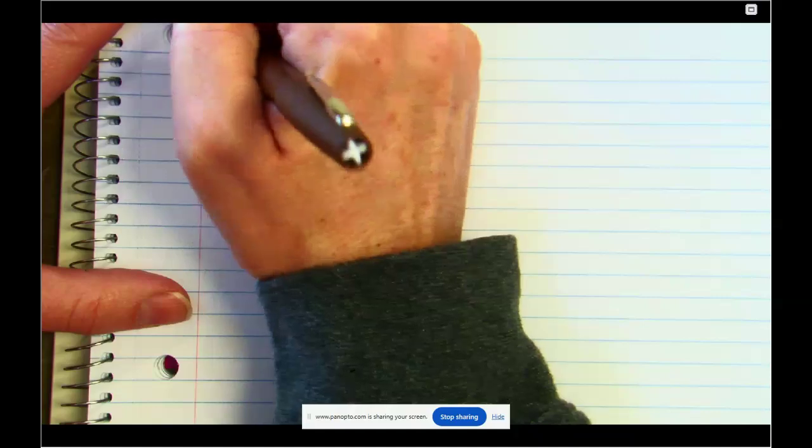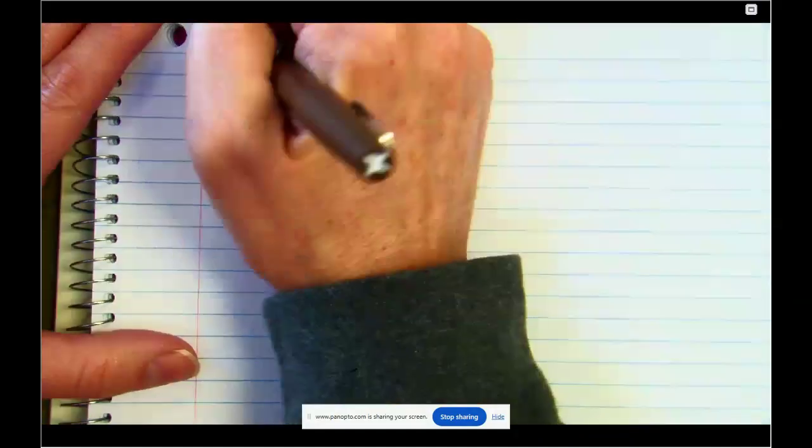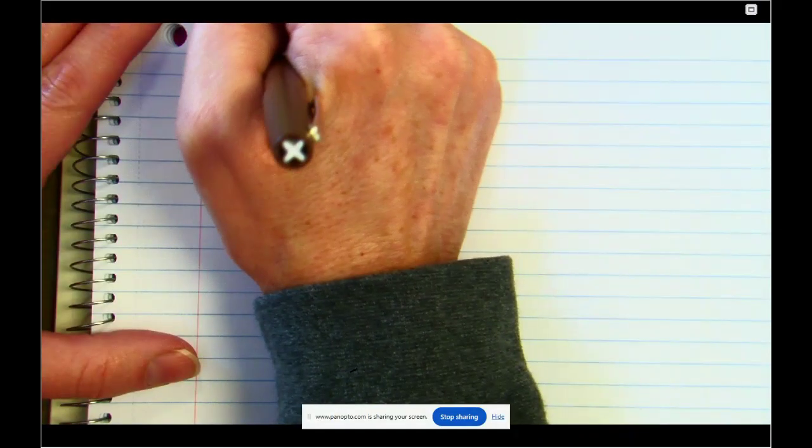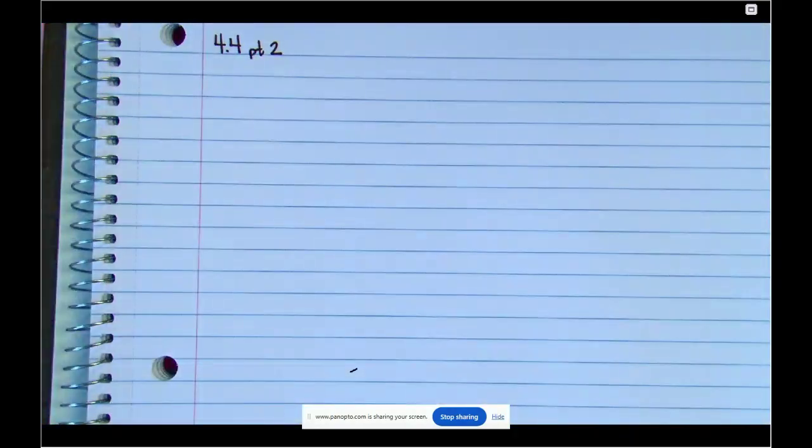Okay. We're going to talk about lesson 4.4, part 2. So part 1 is all about making scatter plots and making lines of fit, which you guys, when you make your scatter plot, you guys are drawing good lines of fit, okay? And you just have to write the equation for them, which is what you're supposed to practice, and I will not rant about that again.